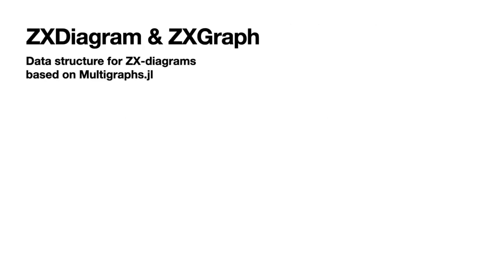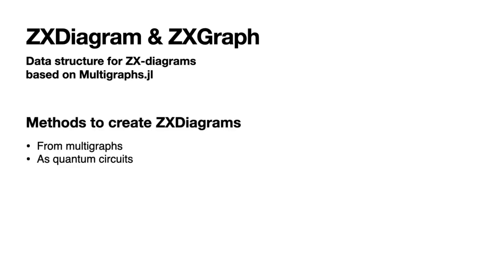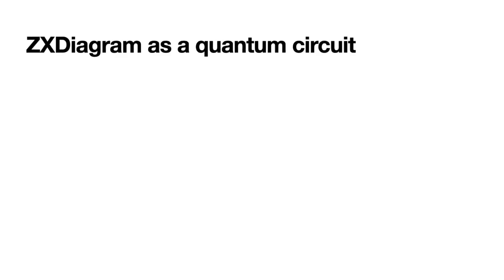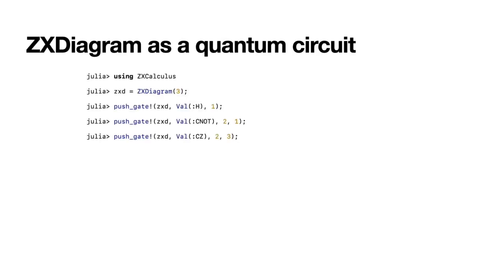Based on Multigraphs.jl, we define ZX diagram and ZX graph, and we provide various methods to create them. For example, you can create a ZX diagram from a multigraph directly, but the more efficient way is to create a ZX diagram from quantum circuits. Here we give some examples of how to create a ZX diagram as a quantum circuit. Firstly, using ZXDiagram, this will create a ZX diagram of a 3-qubit empty circuit, as shown on the right.